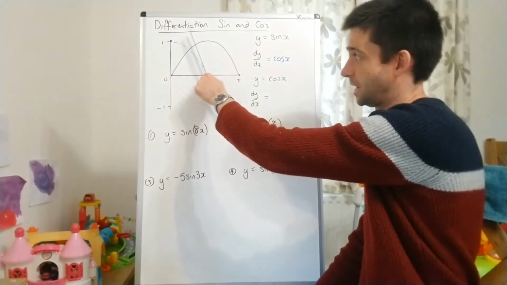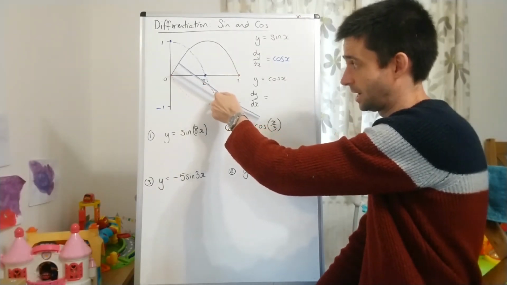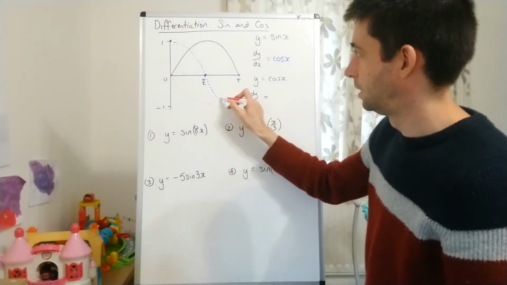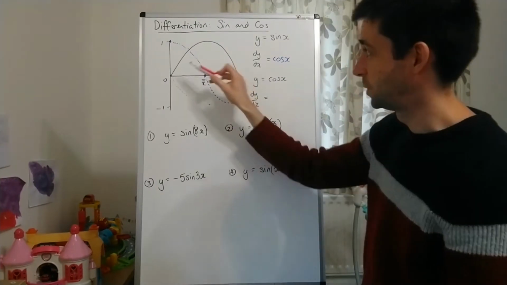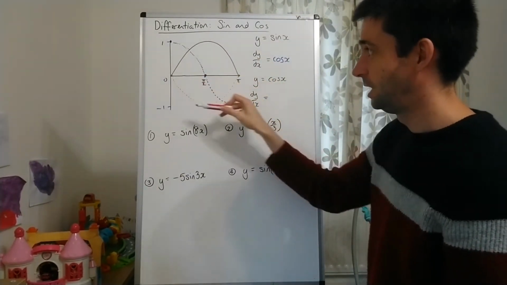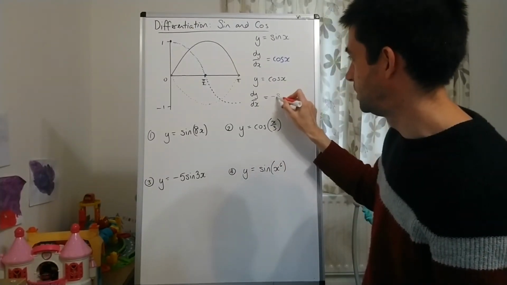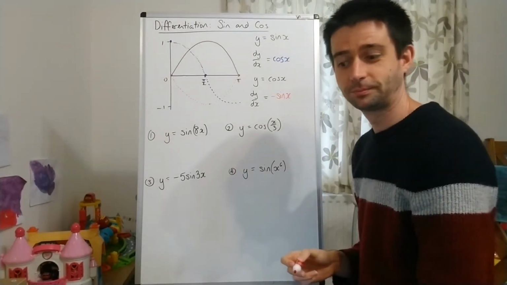And then after we get to -1, the gradient is getting less negative until it approaches 0. So it's doing this. And if you note the relationship between the original black graph that I drew, sine x, and this red graph here, you can see that it's a reflection in the x-axis, which means that when you differentiate cos, you get negative sine x.